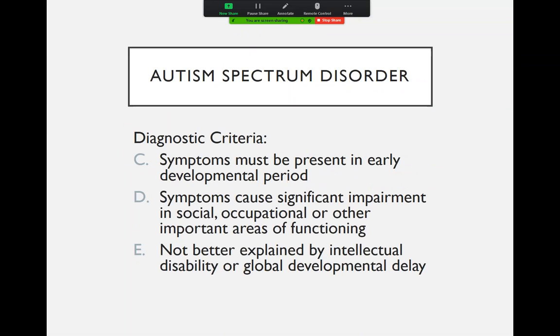Some of the other diagnostic criteria is that symptoms have to be present in early developmental period. They need to show those symptoms in that preschool, toddler age range. The symptoms cause significant impairment of social, occupational, and other areas of functioning. Those daily living issues become a portion of this, where it's difficult for them to learn those self-care things, learn how to socially interact with other people, those types of issues, and then are not better explained by an intellectual disability, a global developmental delay, other genetic diagnoses, those type of things are not coming into play, causing these behaviors or these restricted interests.